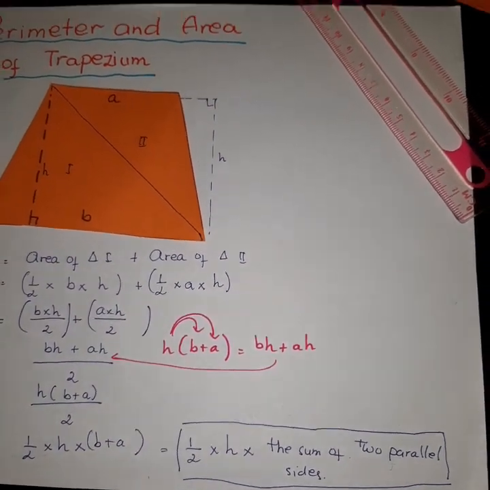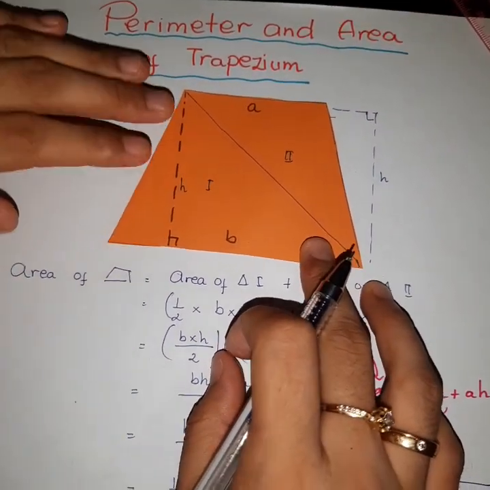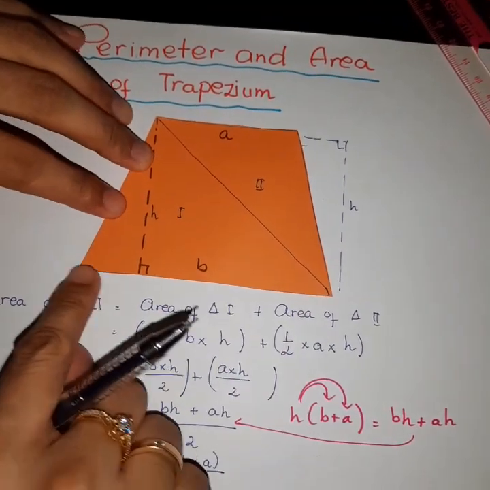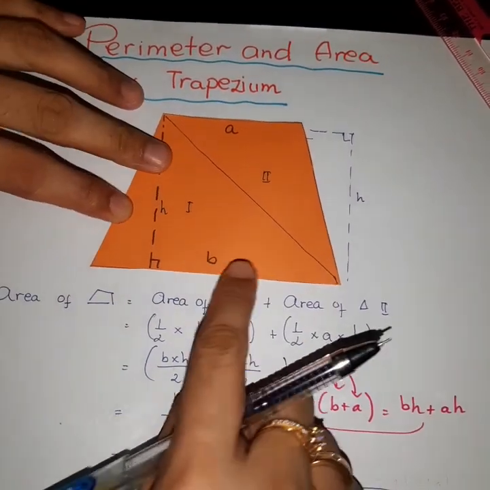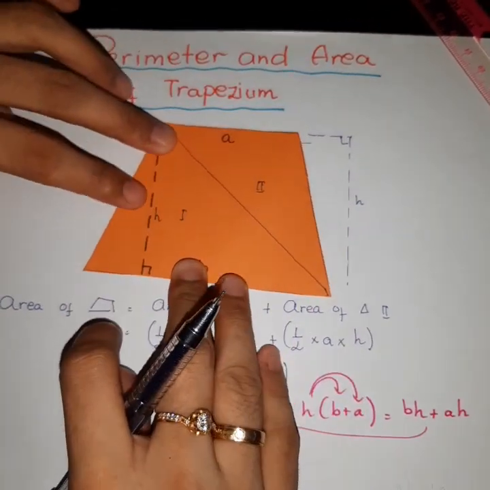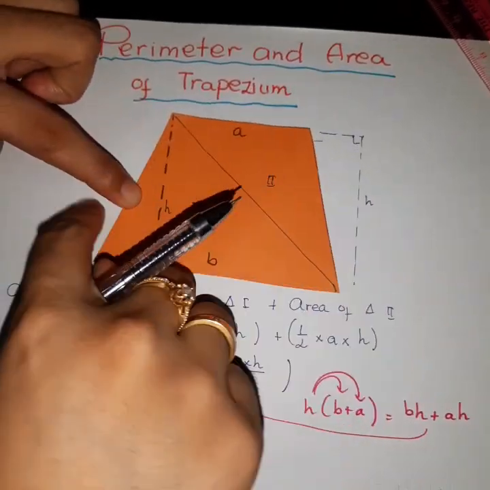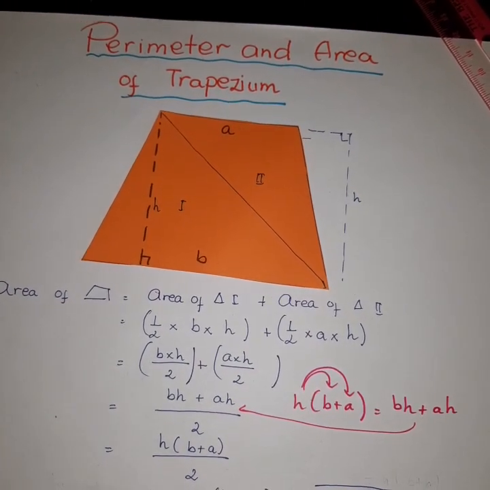Now how about the perimeter? The perimeter is really easy. You simply add all four sides. So if you label this one as A, this one as B, this one as C, and this one as D, the perimeter will be A plus B plus C plus D. Easy. So I don't need to write it down. I think you can understand that.